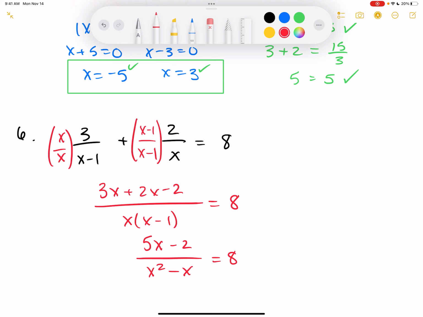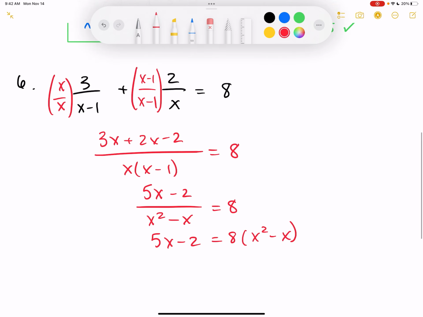So now I have to solve. I'm going to multiply the denominator over here. It's gone on the left, and I'll be multiplying 8 by it. So 5x minus 2 equals 8 times x squared minus x. So 5x minus 2 equals 8x squared minus 8x. And if you didn't want to have this extra step of multiplying, you could have done it here.